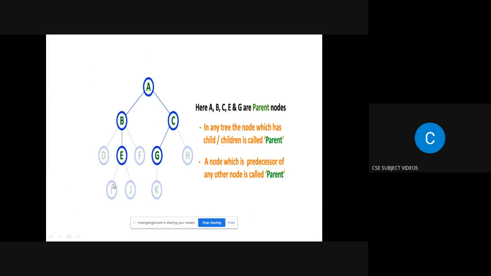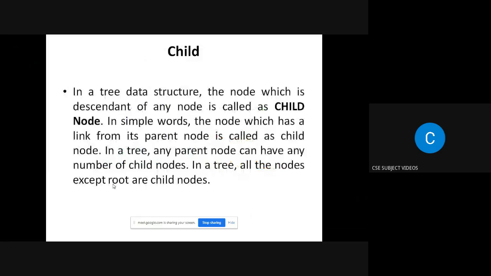Child. In a tree data structure, the node which is descendant of any node is called as child node. In simple words, the node which has a link from its parent node is called as a child node. In a tree, any parent node can have any number of child nodes. In a tree, all the nodes except root are called as child nodes.